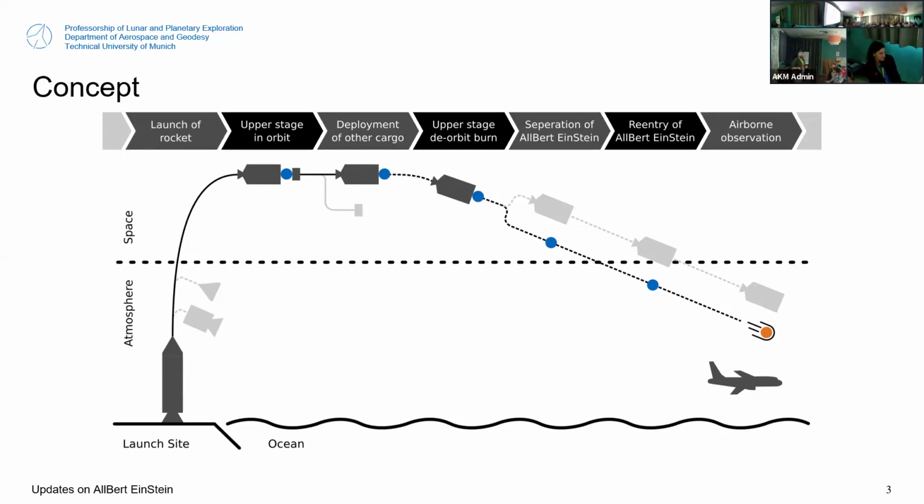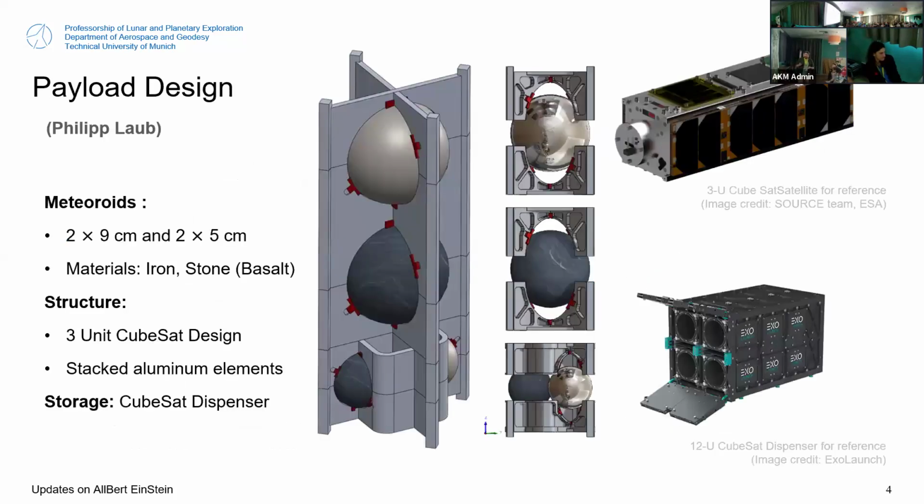That's the plan. So how does the payload exactly look like? We want to launch 4 artificial meteoroids: 2 of them with a size of 9 centimeters in diameter, 2 with 5 centimeters, and for both sizes, iron and some stone, most likely some basaltic material. The problem with round objects is you need to put them somehow onto a rocket, which is not the best shape, to be honest. So we need some kind of structure to hold them fixed in place during the launch.